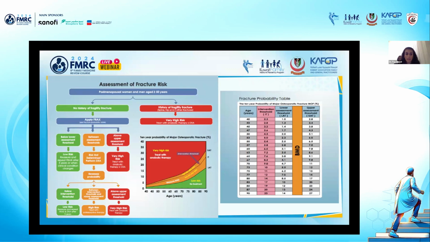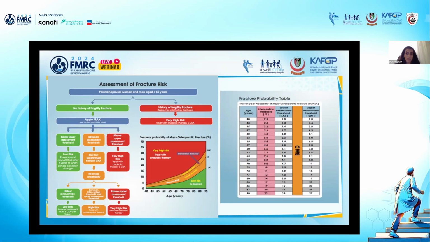If you apply the FRAX to a patient, for example, he or she is 60 years old, you will look at the chart on the right, and the FRAX was 2.5 at the beginning. You will look at 2.5, and where does it go? Is it between the lower assessment threshold and upper, or is it below the lower assessment threshold? So if you go to the chart and you look at 2.5, you will see that this score is less than 3.1, which is the lower assessment threshold. So the patient is in the green zone. The patient has low risk of fracture.